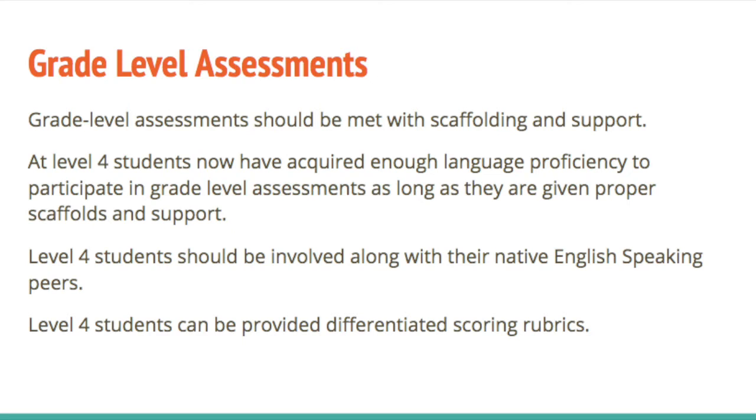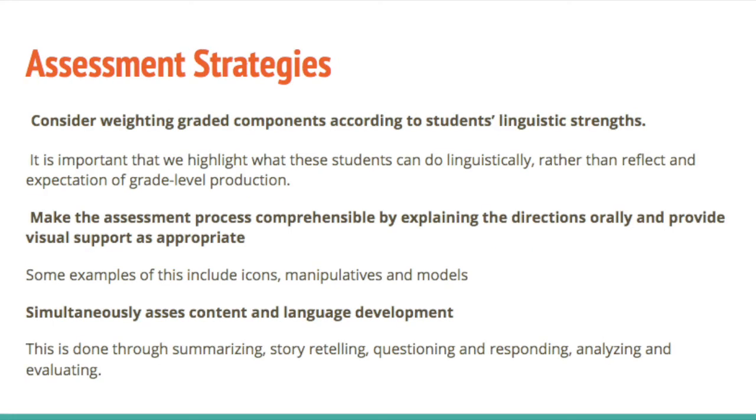Level 4 students can be provided differentiated scoring rubrics. At Level 4, the teacher needs to clarify the assessment process by using a very specific and accessible scoring rubric that supports the students in their understanding of expectations. It is important to remember not to make assumptions of our students. Some things that we consider to be routine may be completely new for an ELL student that starts as Level 4. It is important to familiarize your student with the testing format before testing them.